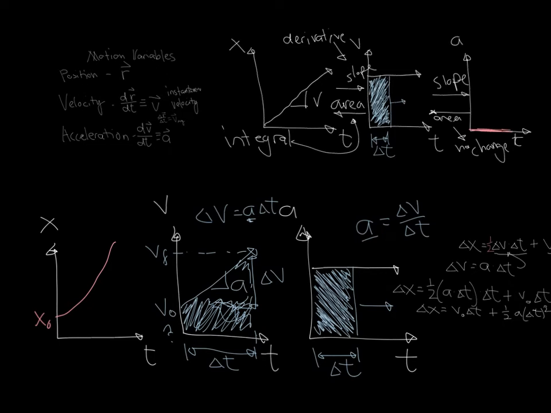So the slope of this, or not the slope, but how curved it is, is all dependent on the acceleration and the initial velocity. So that is essentially how you can get your position versus time graph, velocity versus time graph, and acceleration versus time graph for a constant acceleration situation, right? So this is all for constant acceleration.